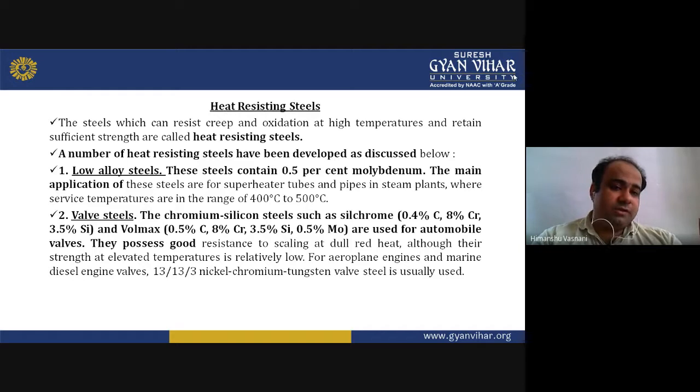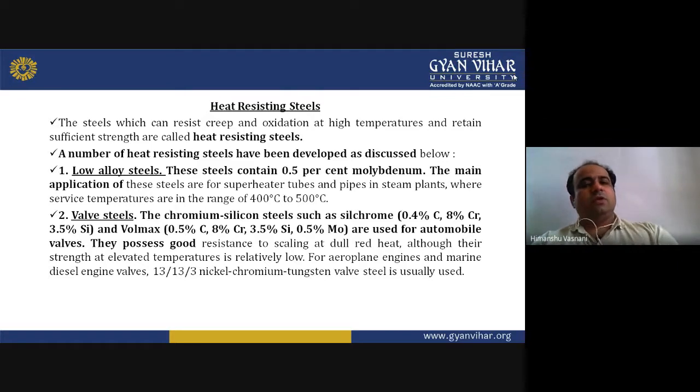And then the valve steels, as the name says, valve steels. That means they may have resistance to red heat. So let's read about it. There are chromium silicon steels, such as Silchrome, having 0.4% carbon, 8% chromium and 3.5% silicon, and Volmax having 0.5% carbon, 8% chromium, 3.5% silicon and 0.5% molybdenum. These are used for automobile valves.